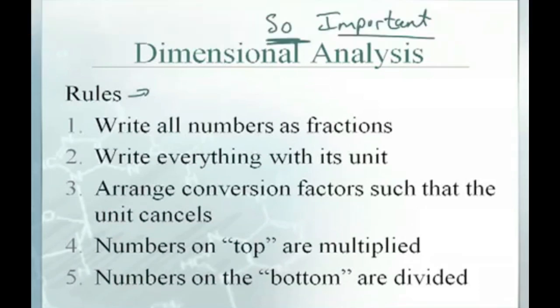So the key thing is that everything is done as a fraction. Everything has a unit. What's that mean, Mr. Sams? No naked numbers. What does that mean? Everything has to have a unit of measurement. Arrange the conversion factors such that the units cancel. Then the top number gets multiplied and the bottom number gets divided. We're just going to do a zillion examples, and once you get there, you'll be fine.